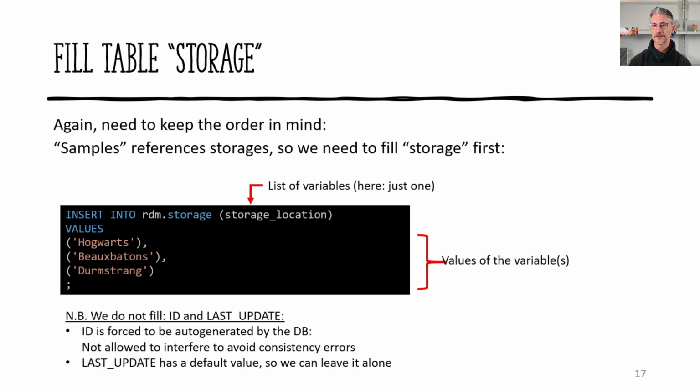Remember that we don't need to fill ID and last update. The ID is forced to be auto-generated by the database. This is how we set up the table, so we're not allowed to interfere here. And last update is optional. We could specify it here, or we don't, because we said if an interaction is made with this table and a row in this table, last update is filled automatically by the database engine.